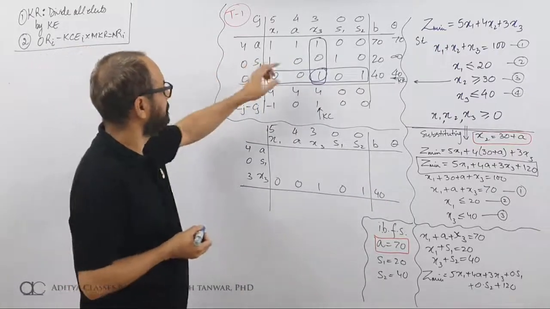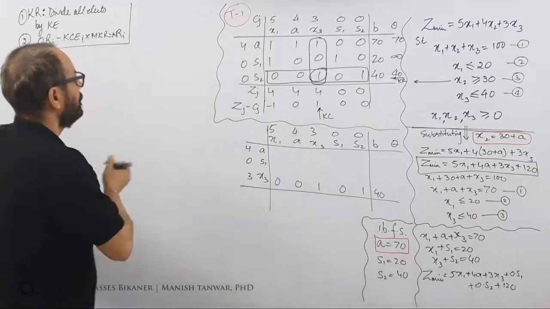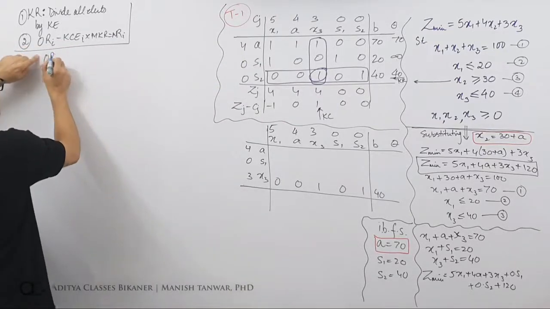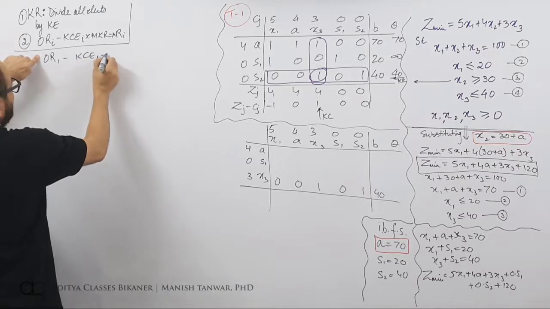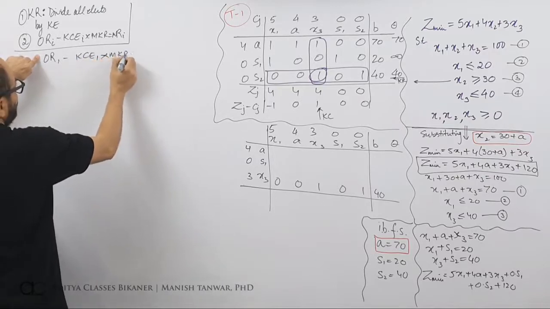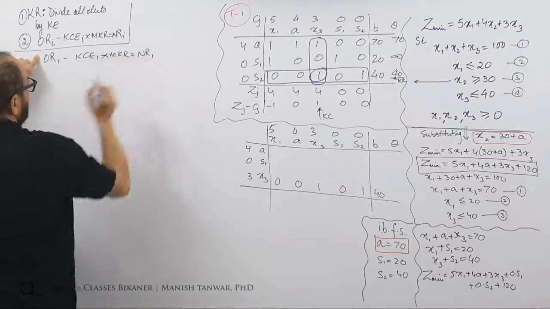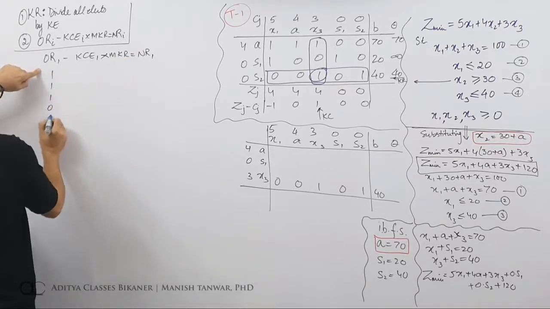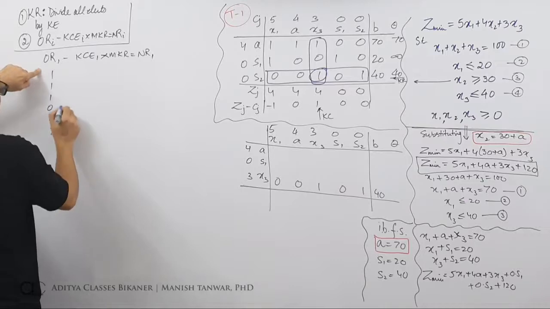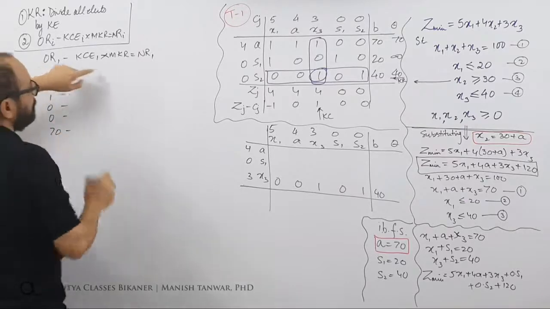What about other rows? Let me talk of the first row. Old row 1 minus key column element 1 multiplied by modified key row is equal to new row 1. Old row 1 is 1, 1, 1, 0, 0 and 70. Fine. Key column element 1.